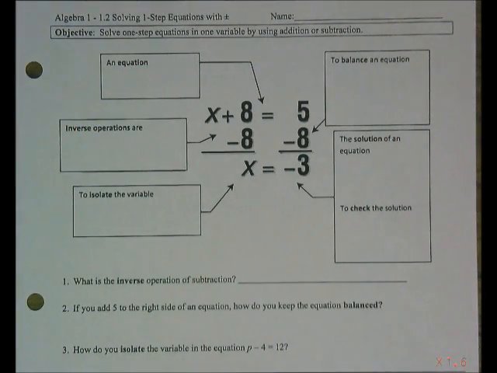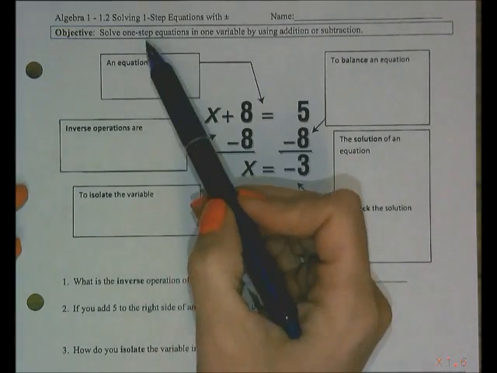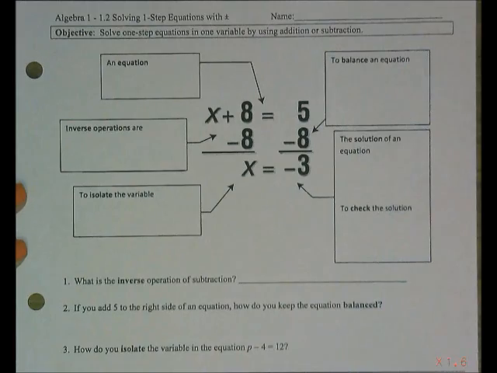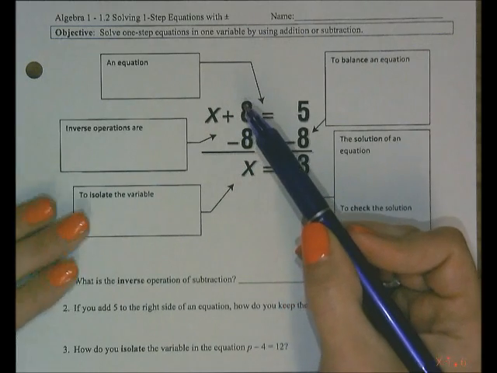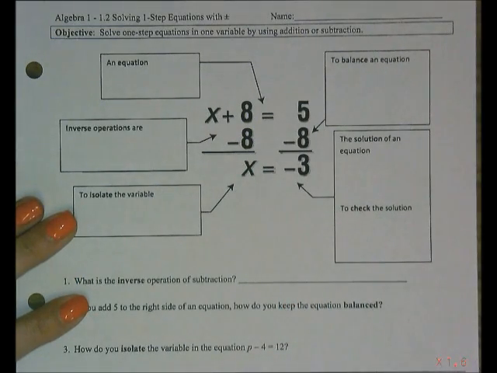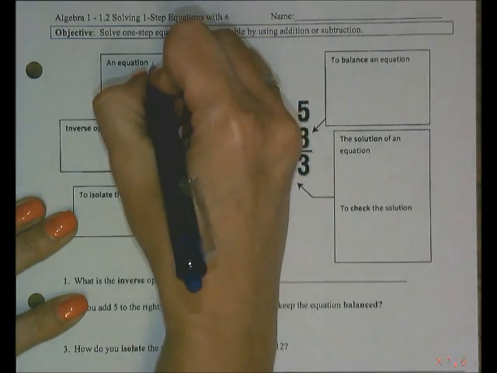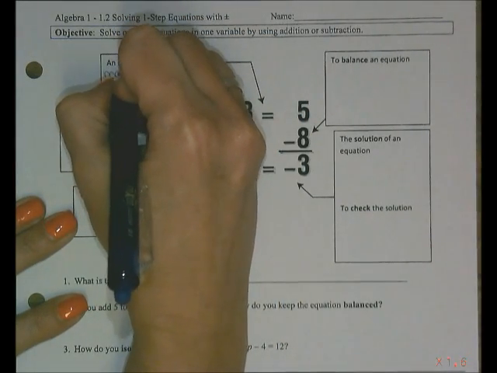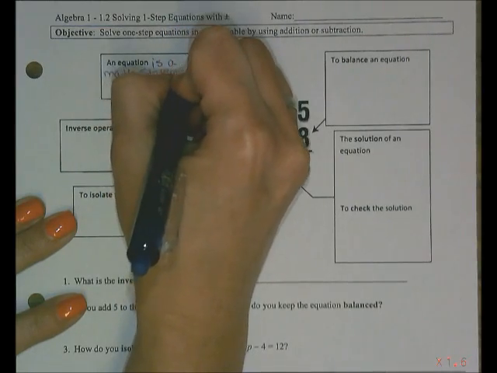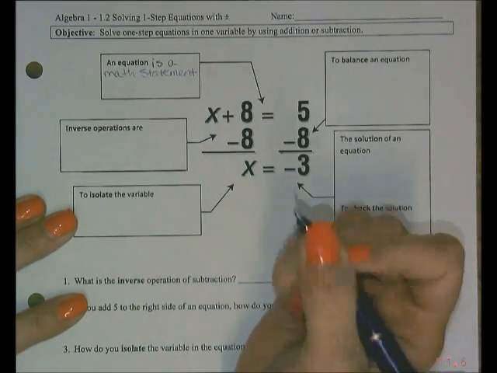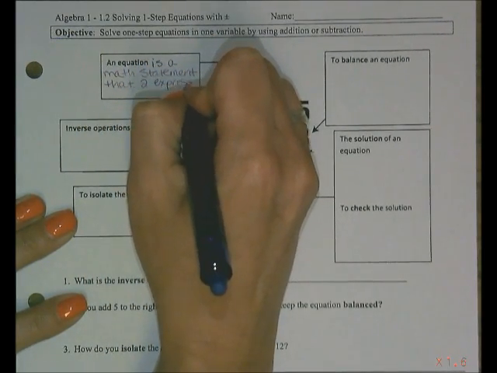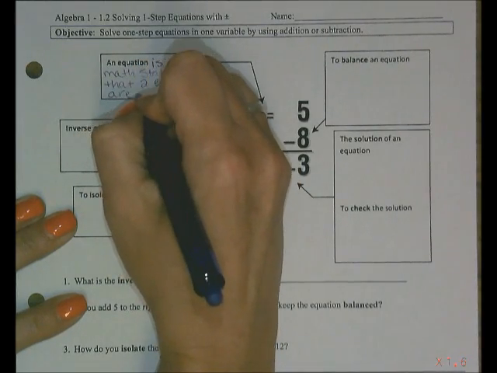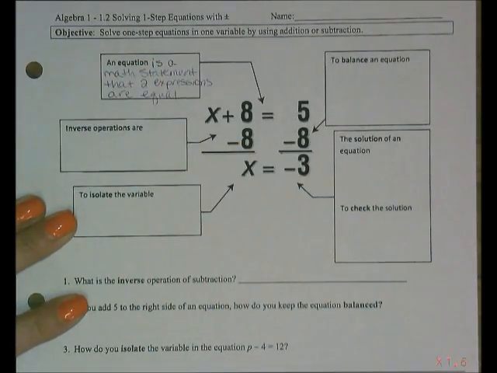All right, ladies and gentlemen, we are going to start by solving one-step equations with one variable using addition or subtraction. The first thing we have here is an equation. What's different about an equation than an algebraic expression, what we've worked with in the past, is that an equation is a mathematical statement that two expressions are equal.